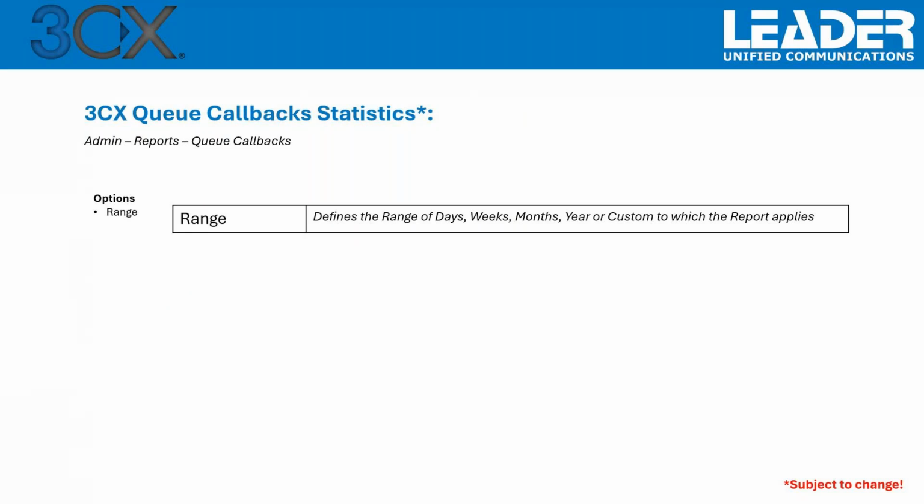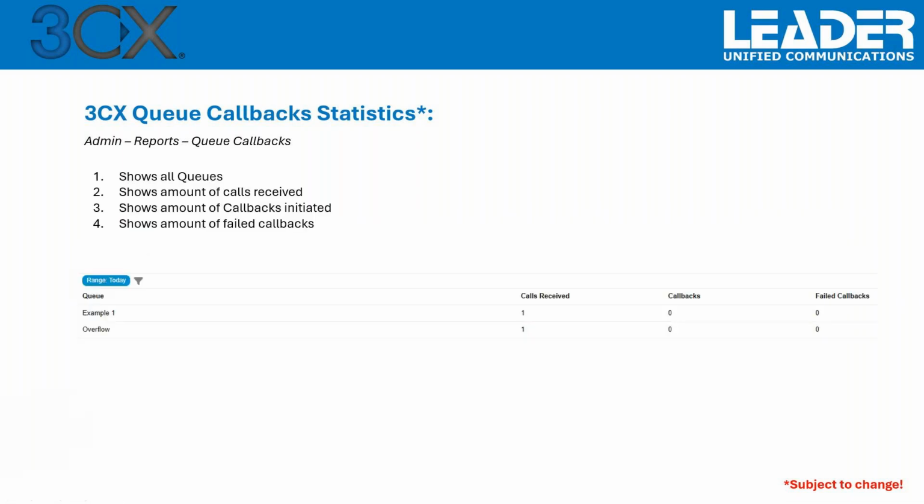Queue callback statistics, we just define there in ranges. So we define the range of days, weeks, months, all these kind of things, which we can set there. It shows all queues. You can see there, it lists up all queues, shows the amount of calls received, shows the amount of callbacks initiated, shows the amount of failed callbacks. So in that regard, I have not set up callbacks on that system at all, because I would call myself and I would probably be occupied in that very moment anyway.